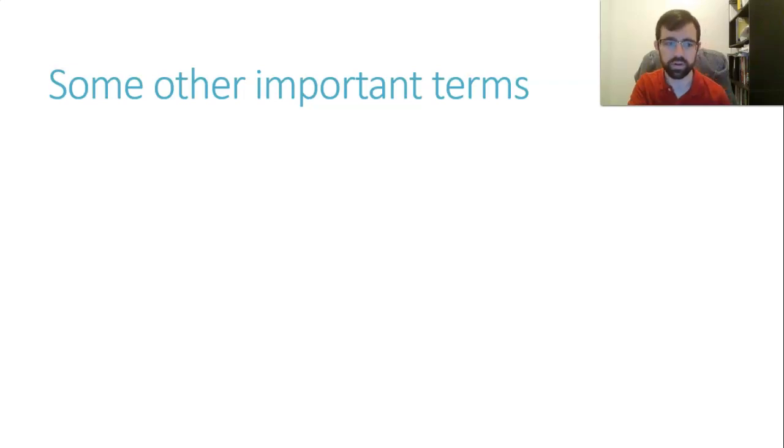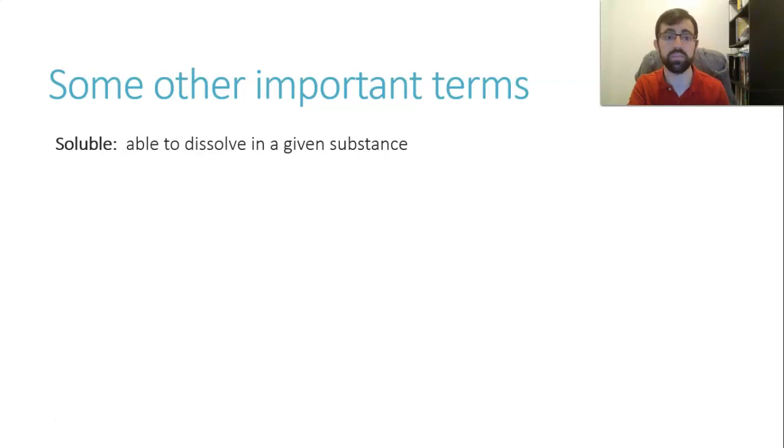Some other really important terms you need to know. Soluble. Soluble means it's able to dissolve in a given substance. We don't usually just use the word soluble by itself. You'll hear the word water soluble. That means soluble in water. If it's water soluble, it means it will dissolve in water. Or we might say it's soluble in oil, in olive oil, whatever.